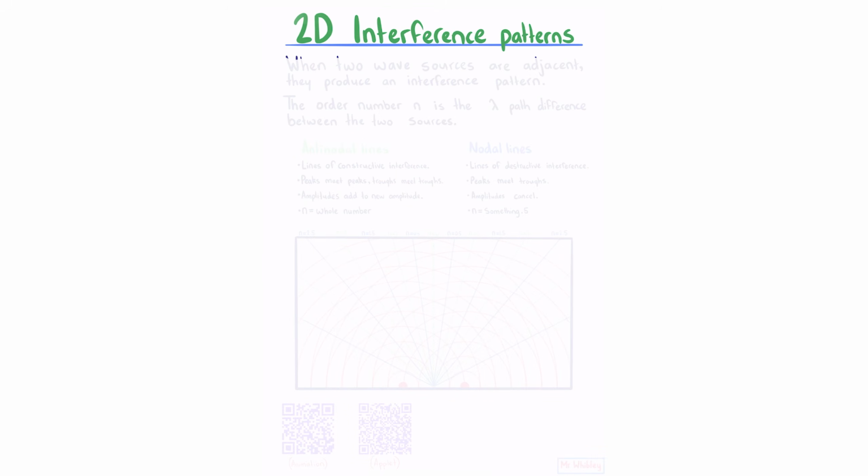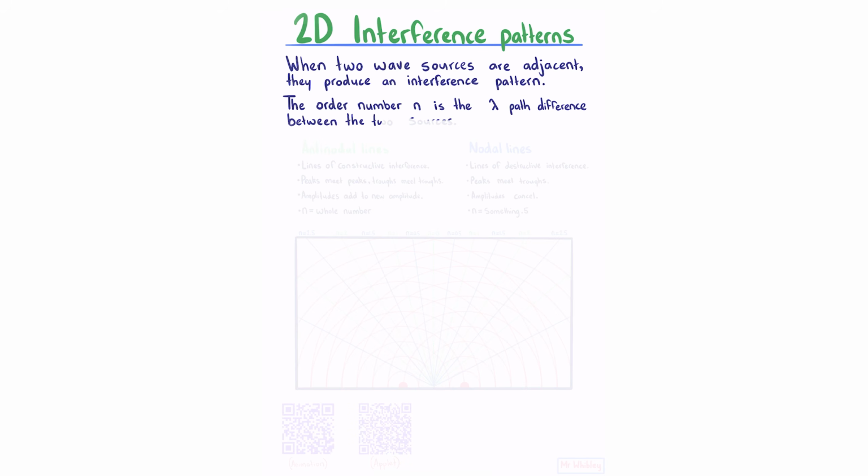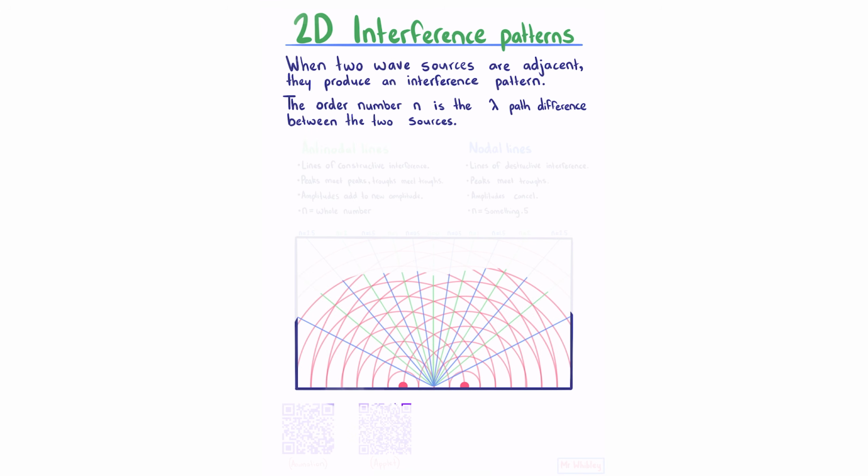2D interference patterns. When two wave sources are adjacent, they produce an interference pattern. The order number n is the wavelength path difference between the two sources. And so if we have our two wave sources, each producing regular wavefronts, right in the middle we have a line that represents 0 path difference, where along this line, waves are meeting perfectly in phase. Since the wavelength path difference is 0, we call this line n equals 0.